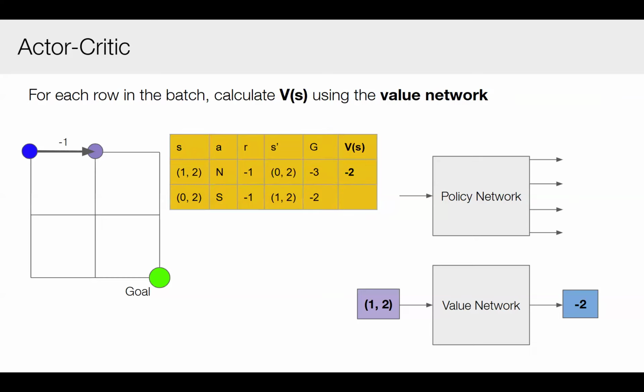Now that we have that, we now need to calculate V of S. The idea is that V of S should be really good at predicting G. It's the same exact concept as our Q network. We want our Q values to accurately predict our returns. Here, we're doing the same thing. We want our values to accurately predict our returns. So let's say we've passed our first state 1, 2 into our value network and got a prediction of -2. And done the same thing for this.